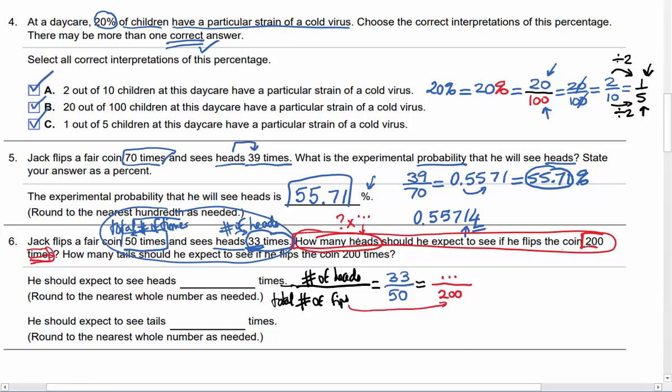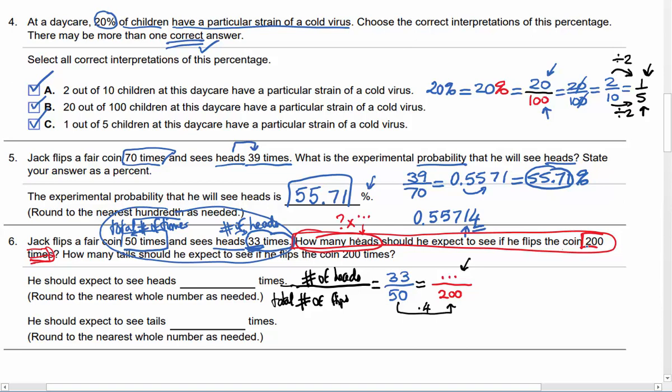So what are we going to do now? We're going to try to find what that numerator right here is. We could either solve an equation, or better yet, I'll show you a quicker way to get there. You can think about, how do I go from a 50 to 200? I times 50 by 4 and I get 200.